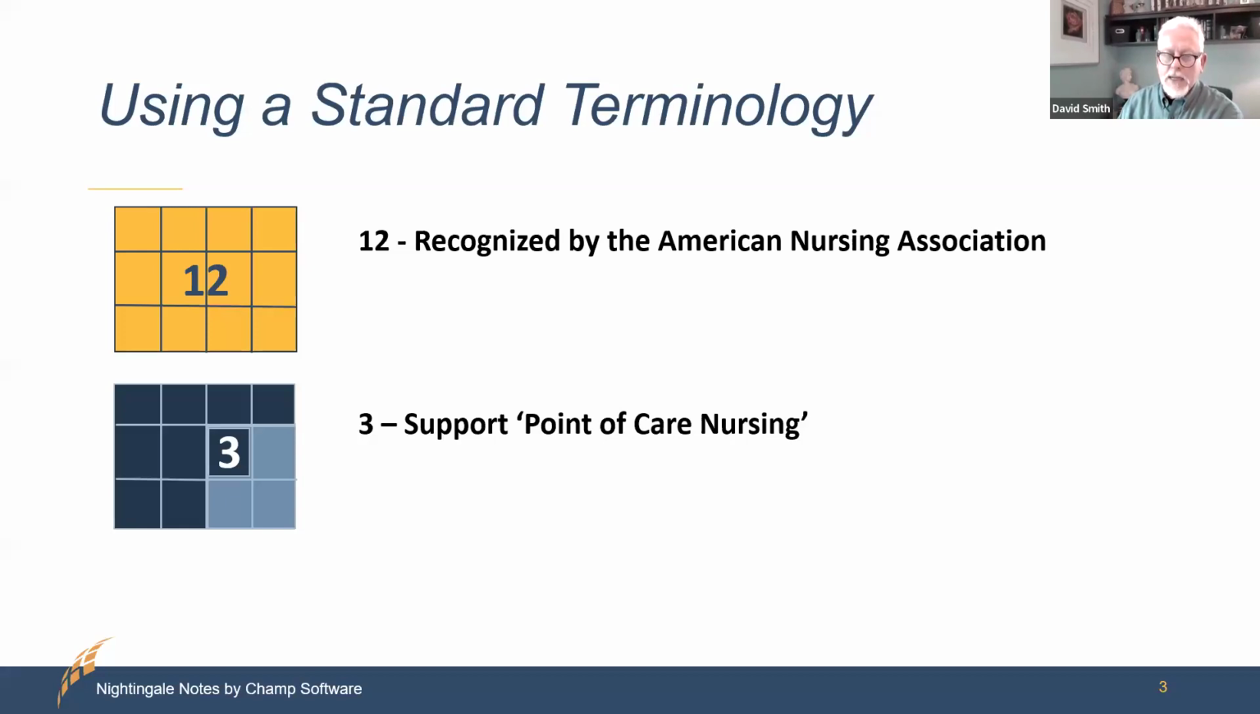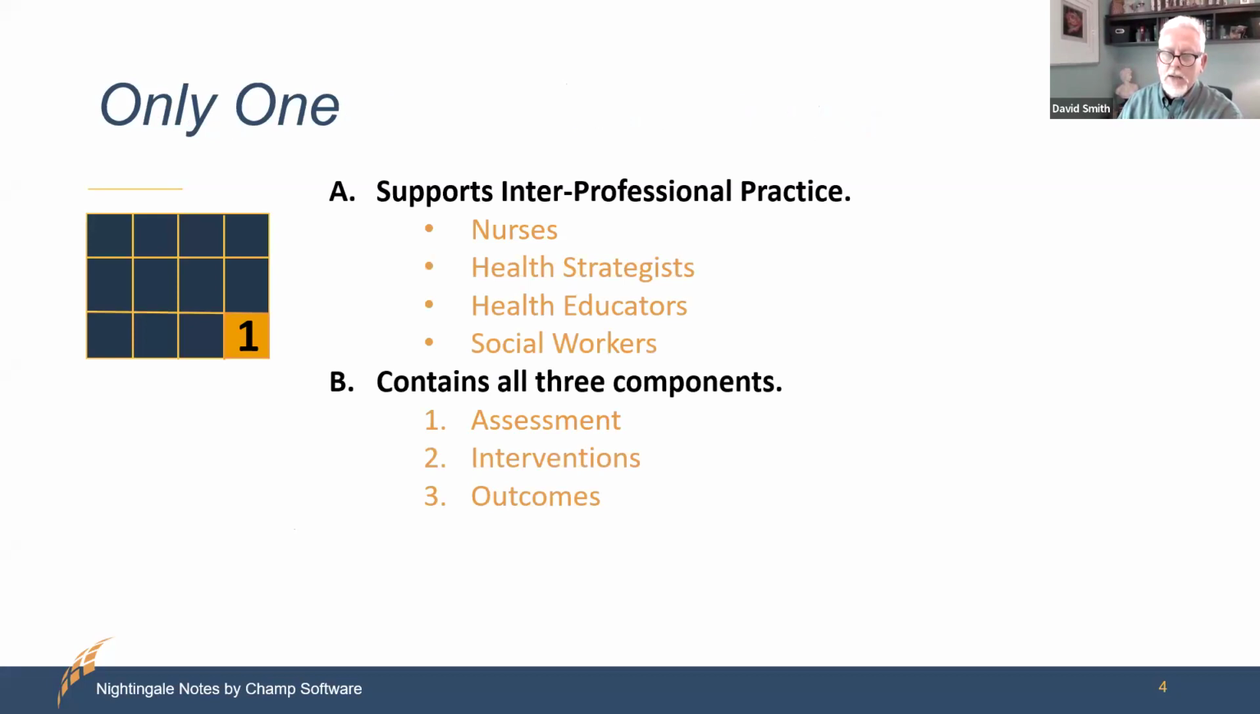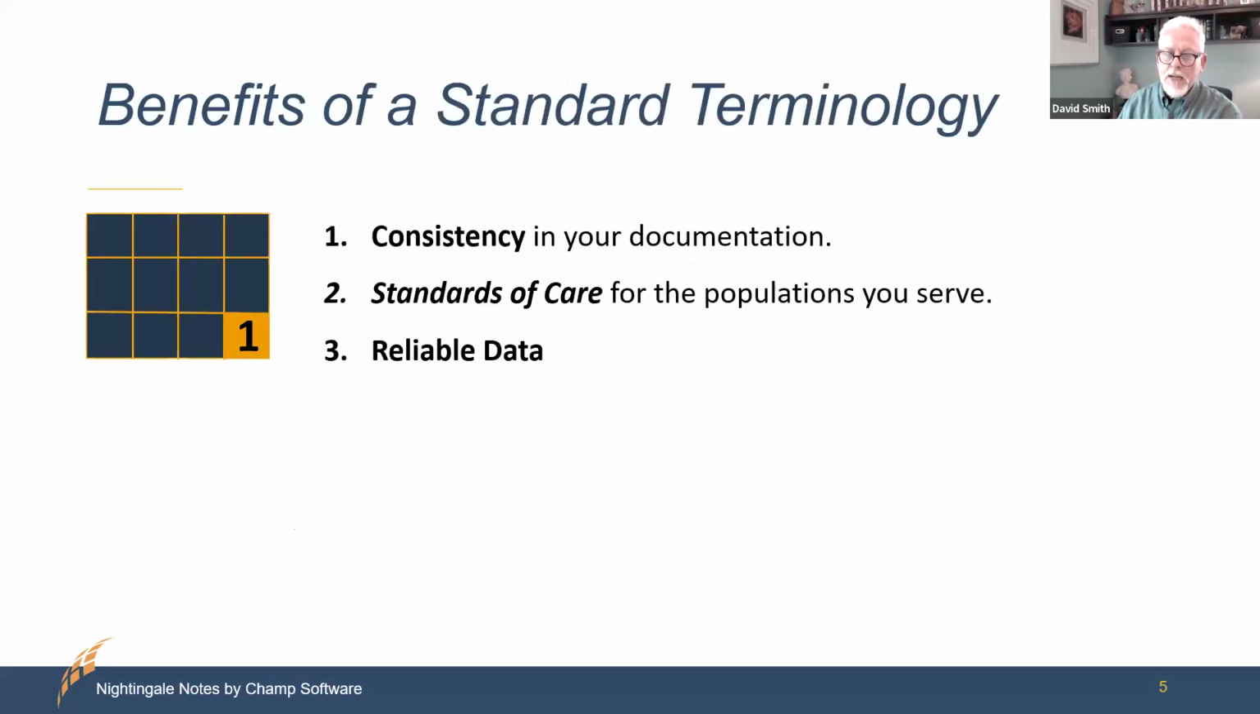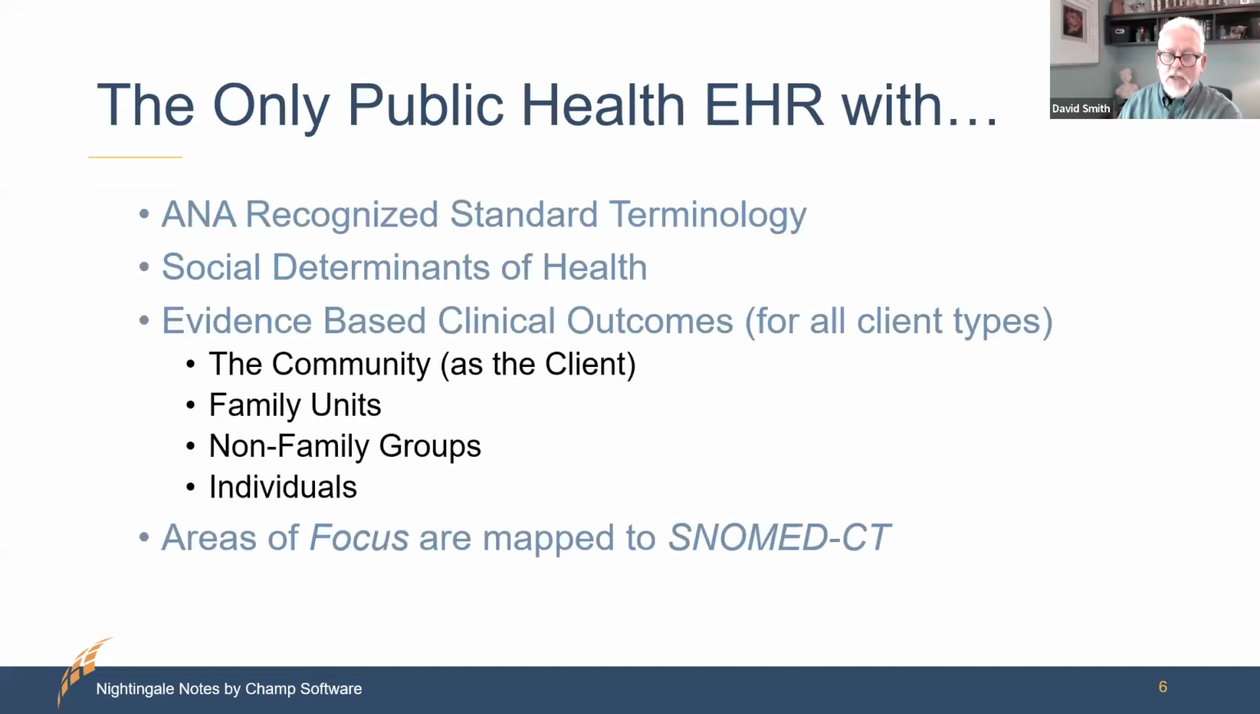We also believe that you should be collecting that data before you visualize it in a standard terminology so you can share it with others. The American Nursing Association has approved 12 standard terminologies, but only 3 support point of care nursing, and only 1 supports interprofessional practice and contains all 3 components of a standard terminology. The benefits of a standard terminology is that you have consistency, you can build standards of care for the populations you serve, and you can have reliable data. As far as we know, we are the only vendor who offers a public health EHR that has an American Nursing Association recognized standard terminology in it.